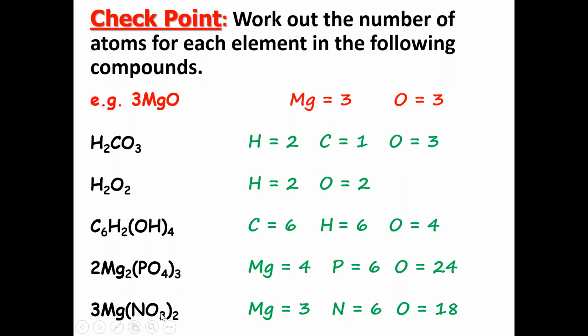Oxygen is a lot more because with oxygen, you can see there's 3 inside the brackets, 2 outside. So 2 times 3 is 6. 6 multiplied by that coefficient is 18. 3 times 6 is 18.